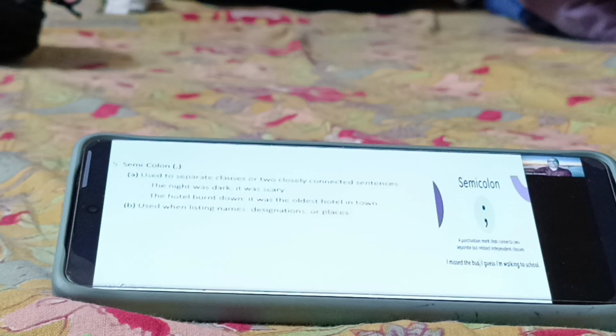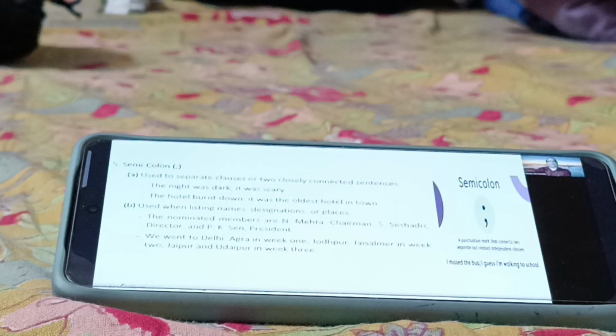The hotel burned down. It was the oldest hotel in town, semicolon here. Used when listing names, designations, or places. The nominated members are N. Mehta, Chairman, semicolon, S. Sheshadri, Director, semicolon, and P.K. Sen, President, full stop. We went to Delhi, Agra in week 1, semicolon. Jodhpur, Jaisalmer in week 2, again semicolon. Jaipur and Udaipur in week 3.